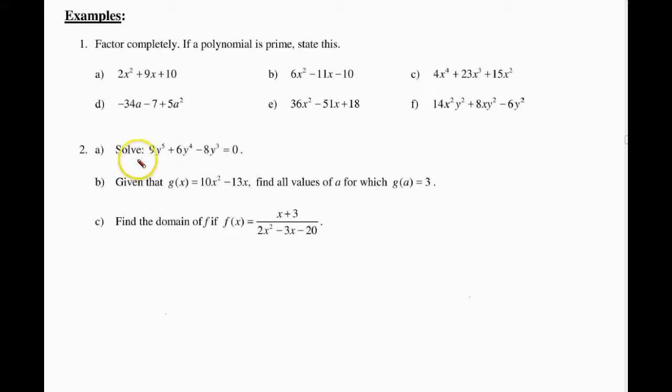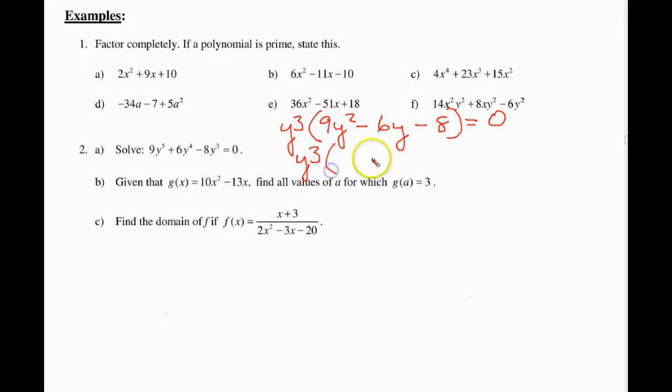All right, let's go on to number 2a. Any common terms? I guess we can factor out a y to the 3rd here. So that'll give you 9y squared minus 6y minus 8. And that is all equal to 0. Now we factor our trinomial.